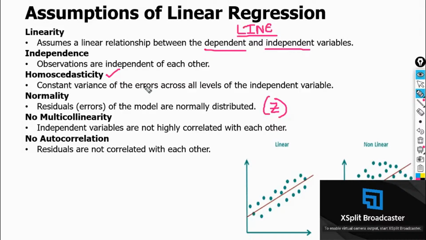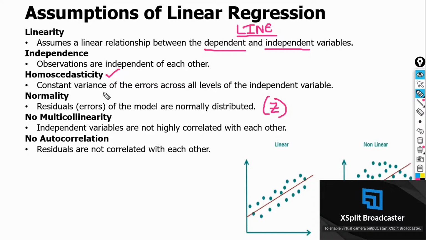Okay, how do you define an error? Error is nothing but actual minus predicted. For all these errors, we should observe a constant variance. The variance should be constant across all the errors with respect to the training process.